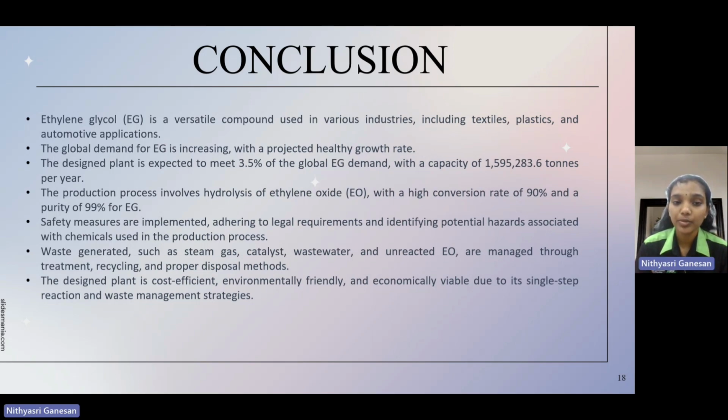Safety measures are implemented adhering to the legal requirements and identifying potential hazards associated with chemicals used in the production process. Waste generated such as steam gas, catalyst, wastewater, and unreacted ethylene oxide are managed through treatment, recycling, and proper disposal methods. The design plan is cost efficient, environmentally friendly, and economically viable due to its single-step reaction and waste management strategies.